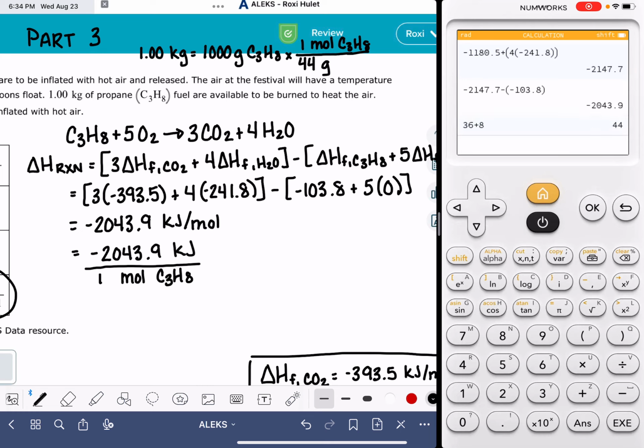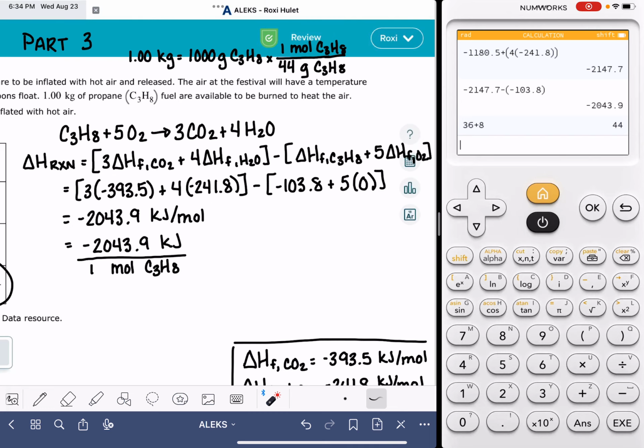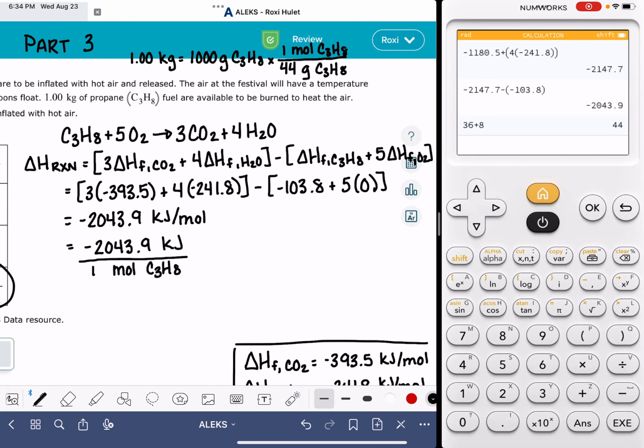Don't approximate molecular weights on this problem. Take the time to calculate the exact molecular weight of propane, or just look it up on the internet. If you don't use the exact molecular weight, your answer is not going to be exactly right, and you're going to get it wrong. So don't be lazy like me, and definitely look up that molecular weight.